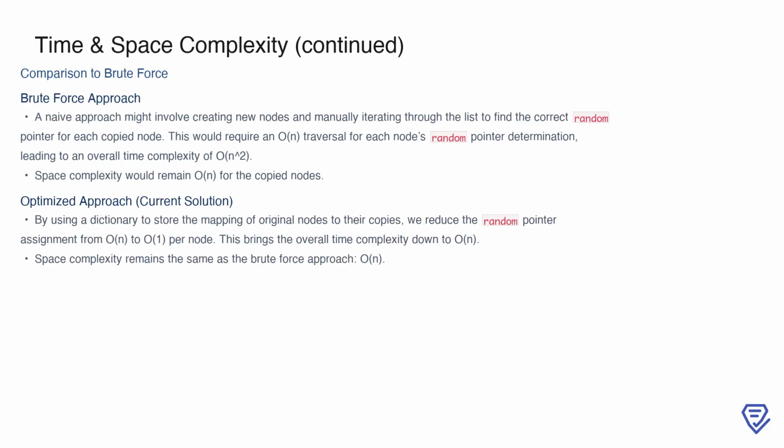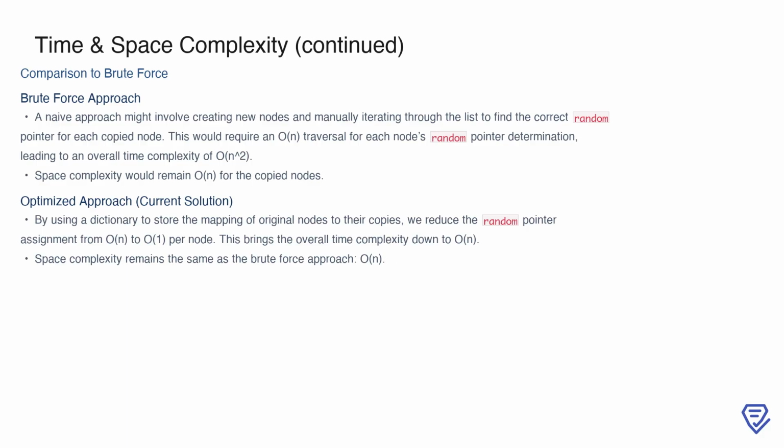To put this into perspective, let's compare our optimized approach to a brute force method. A naive approach might involve creating new nodes and manually iterating through the list to find the correct random pointer for each copied node. This would require an O(n) traversal for determining the random pointer of each node, resulting in an overall time complexity of O(n squared). However, the space complexity in this brute force approach would still be O(n), due to the storage of copied nodes.